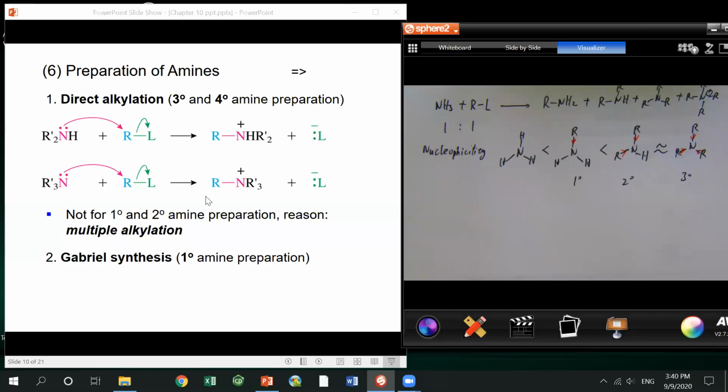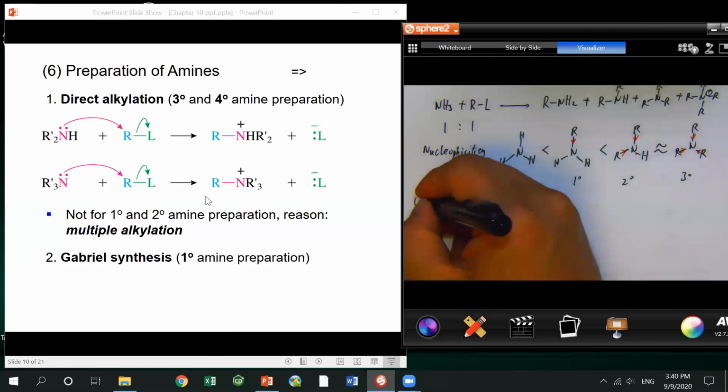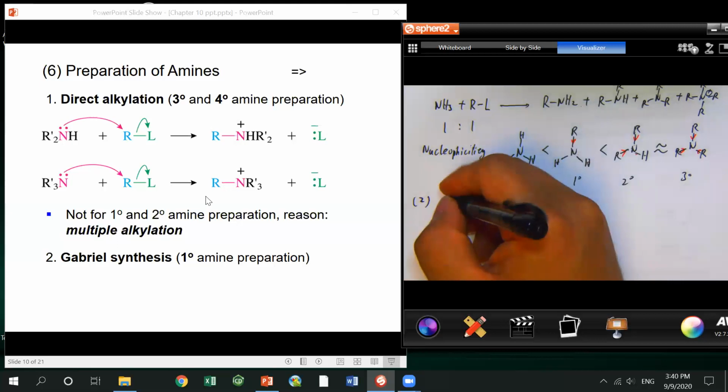So here comes the question. If you really want to prepare a primary amine, how do we do it? We'll learn two reactions to prepare the primary amine, what we call an indirect way. The first one we call the Gabriel reaction.